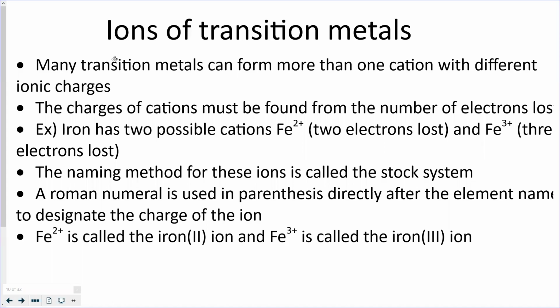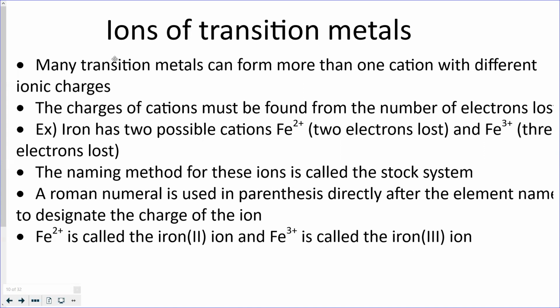All right, guys, so we are going to add on to the ionic naming that we did yesterday, and we're going to look at what happens when our metal is a transition metal. So what makes transition metals different is many transition metals can form more than one cation with different ionic charges. So whenever we are naming or writing the formula, we need to know which charge of that cation we have.